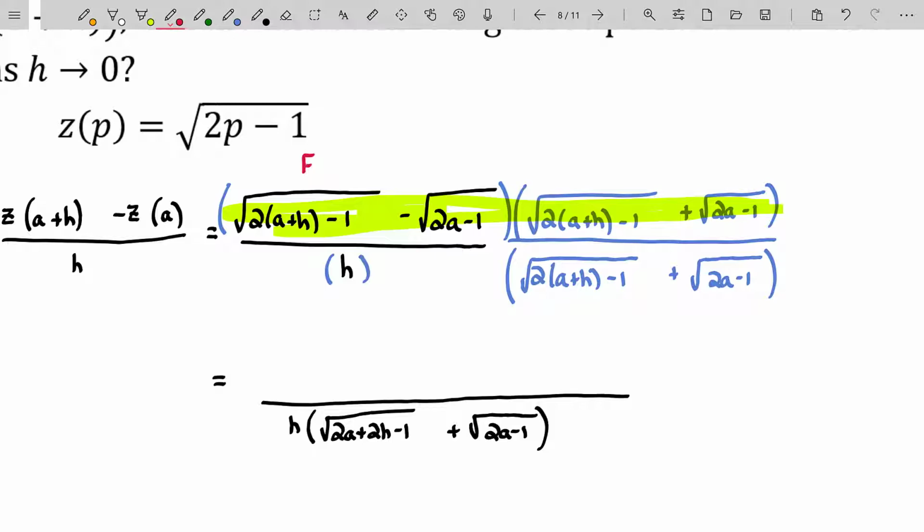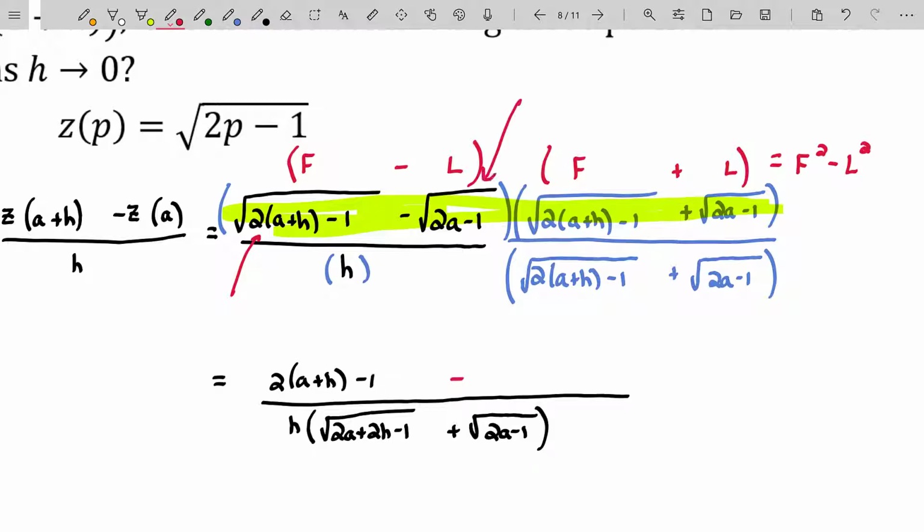Luckily, this picture right here that I'm calling F, minus that picture right there, which I'm calling L, is the same thing as this picture right here, which I'm calling F, plus that picture that I'm calling L. This is actually a difference of squares. And when you multiply out a difference of squares, it ends up being the square of the first minus the square of the last. So that's a really cool trick when working with conjugates. You're just going to take this first object and square it, which leaves you with 2 times the quantity a plus h minus 1. And then you're going to subtract off the square of the second term.